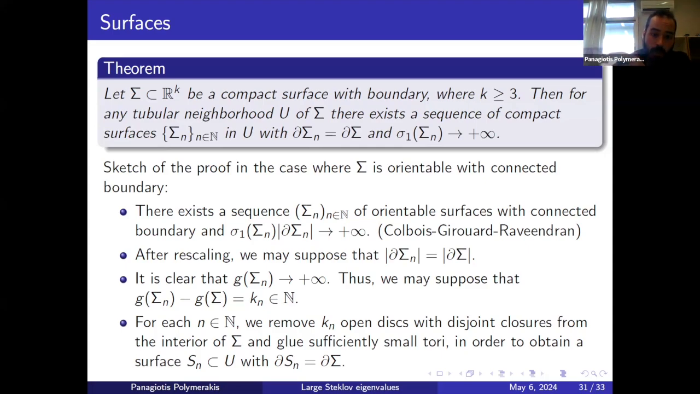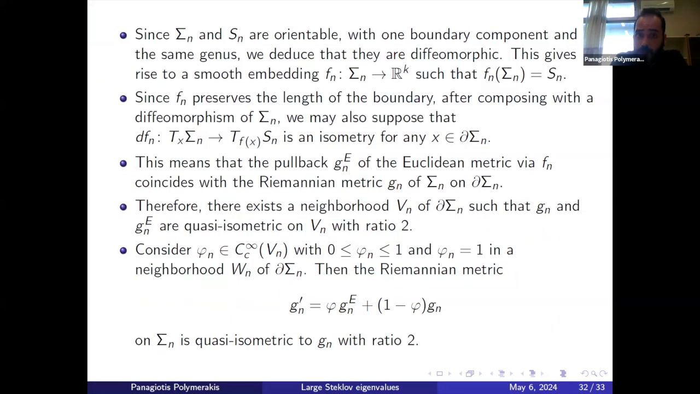Now for each n, we remove kn open disks from our surface in the Euclidean space and glue sufficiently small tori. In this way, we obtain a surface Sn containing the tubular neighborhood we want to work with, with the same boundary as the original surface. Then for each natural number n, sigma n and Sn are both orientable with one boundary component and the same genus. Therefore, from the topological classification of surfaces, they are diffeomorphic.